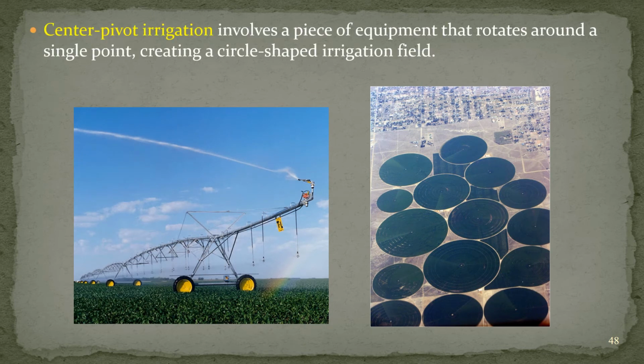Center pivot irrigation, which is the largest used in the Great Plains region, involves a piece of equipment that rotates around a single point, creating a circle-shaped irrigation field, and it has about 80% efficiency. But what's great about this system is it utilizes a very small percentage of labor while still being decently efficient in terms of delivering water to the plant. And so that's why this became so popular.